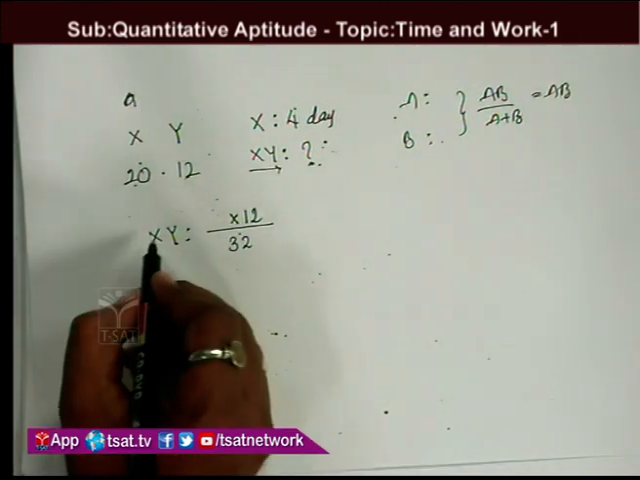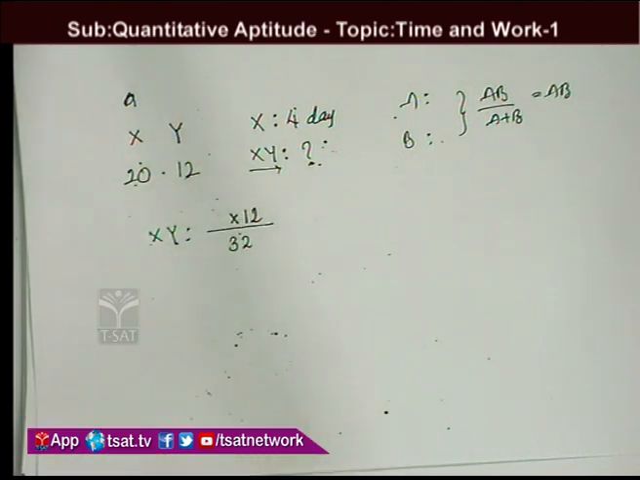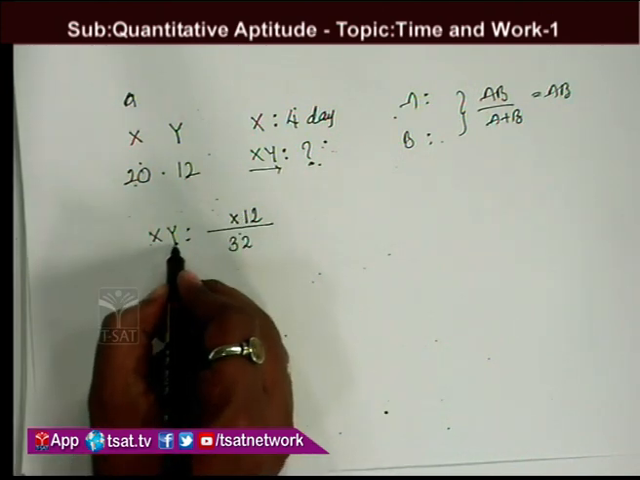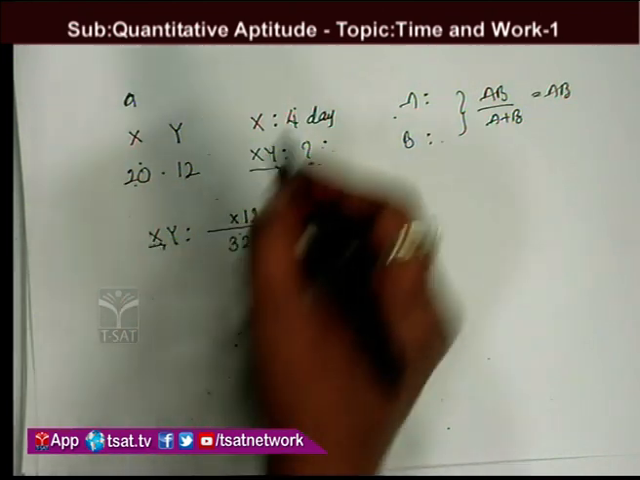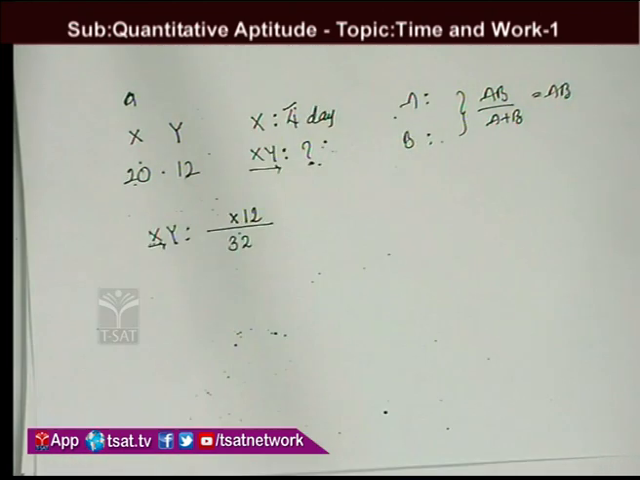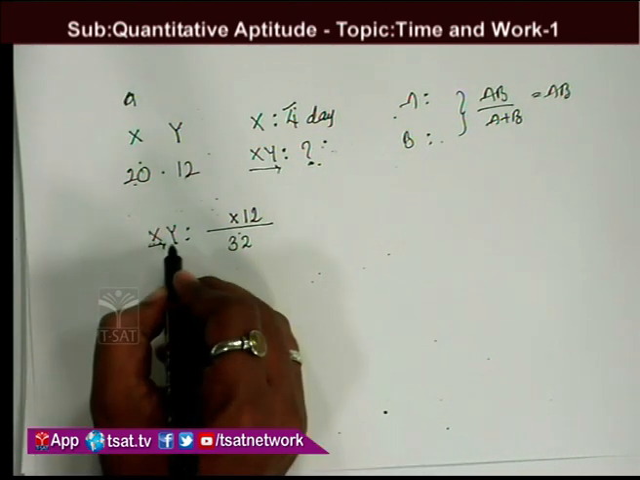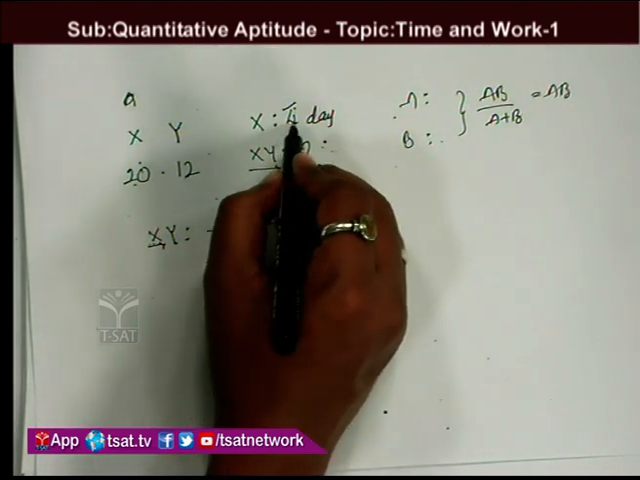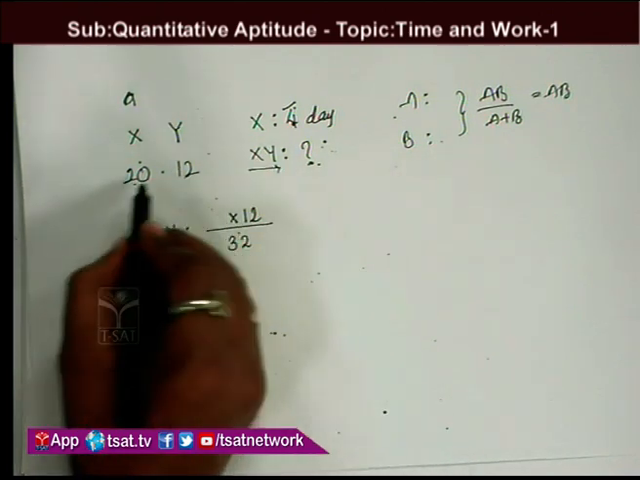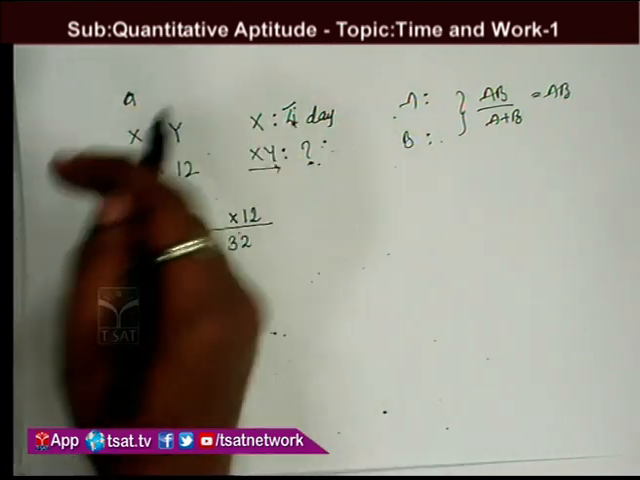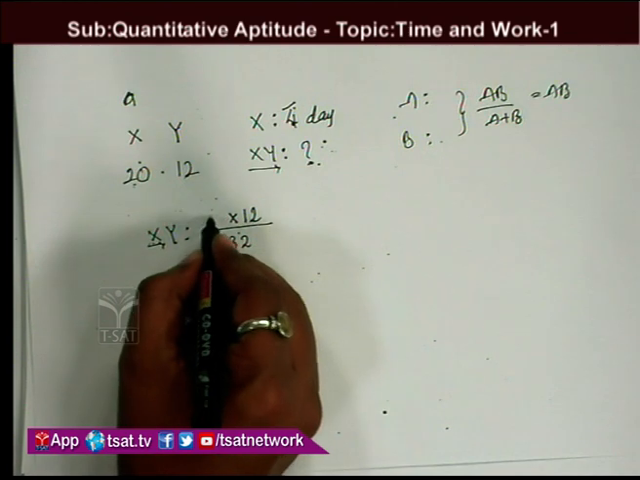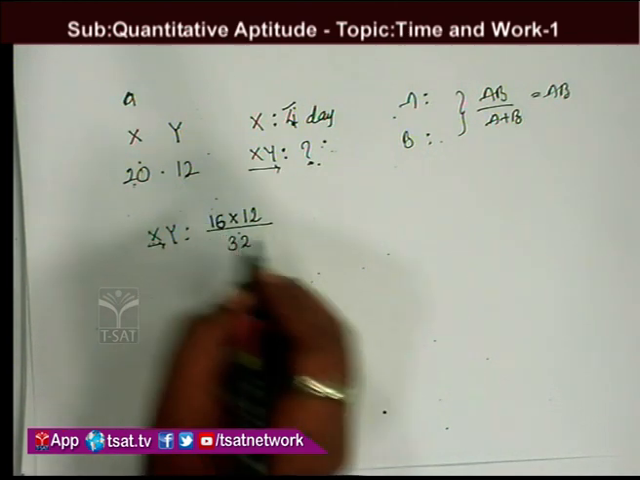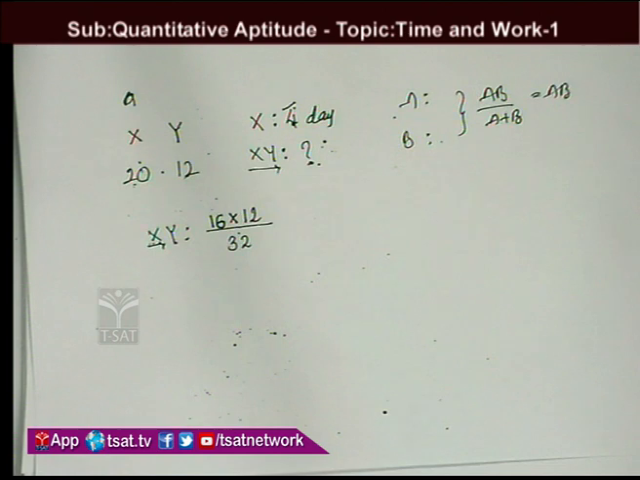Now, X also joined with him, but when Y joined, X had already completed 4 days of work. That is a very important thing. When Y joins, X has already completed 4 days of work. So, taking X's value, out of 20 days already 4 days of work is completed, which means the remaining work is 16 only. This is the direct step for X and Y together, to find how many days they are working.